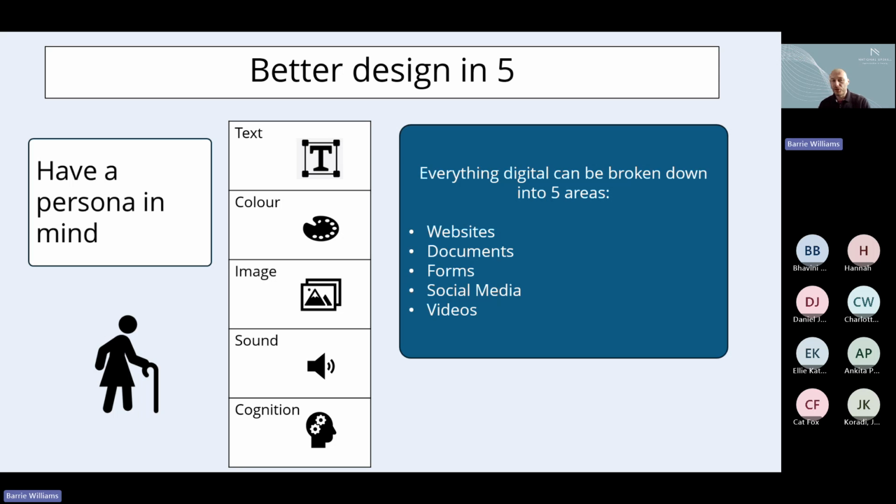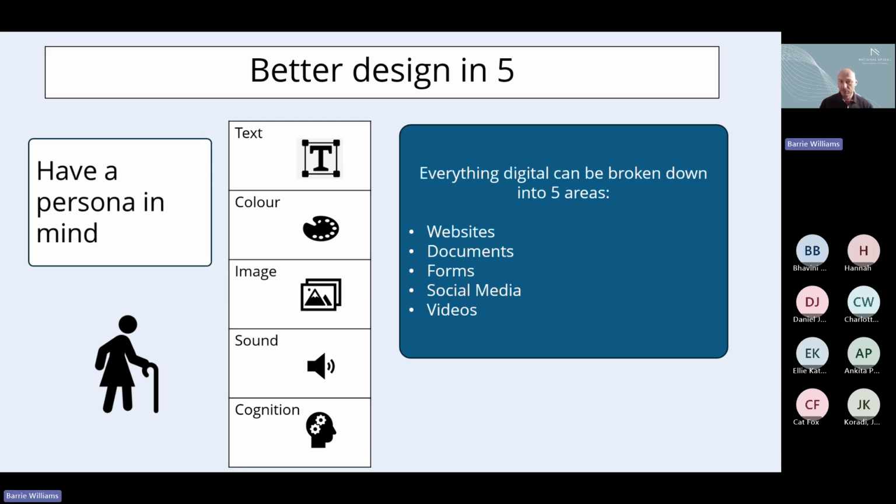So what you can do then, because we've now got Edith in mind, is think about better design in five. You've got to think about the five key areas of design: text, color, image, sound, and cognition, right? If you think about these five as your bedrock, as your ultimate fundamental basis, you can't go far wrong. This is where you're doing a whole lot more than many other people will even think about. If you do those five things, you're probably already 90% better than much of the content that's out there.